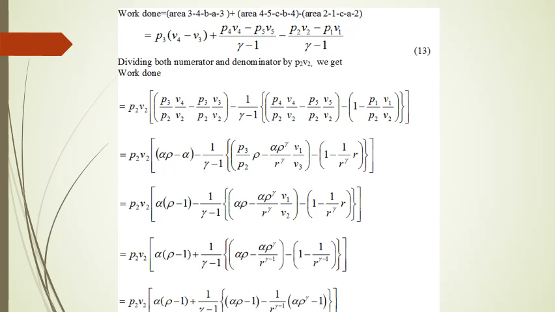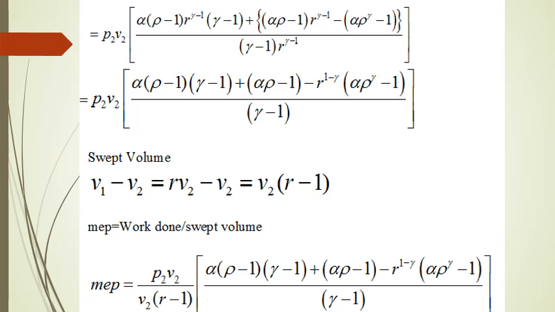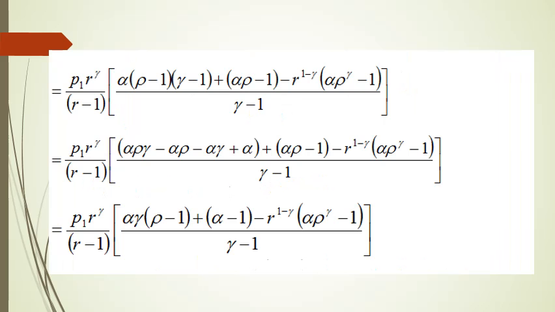So what we have to do is derive the entire terms for the expression of mean effective pressure in terms of P1, R, alpha, rho and gamma. So this is what we have finally achieved over here. We have achieved the expression for mean effective pressure in terms of P1, R, rho, gamma, alpha.